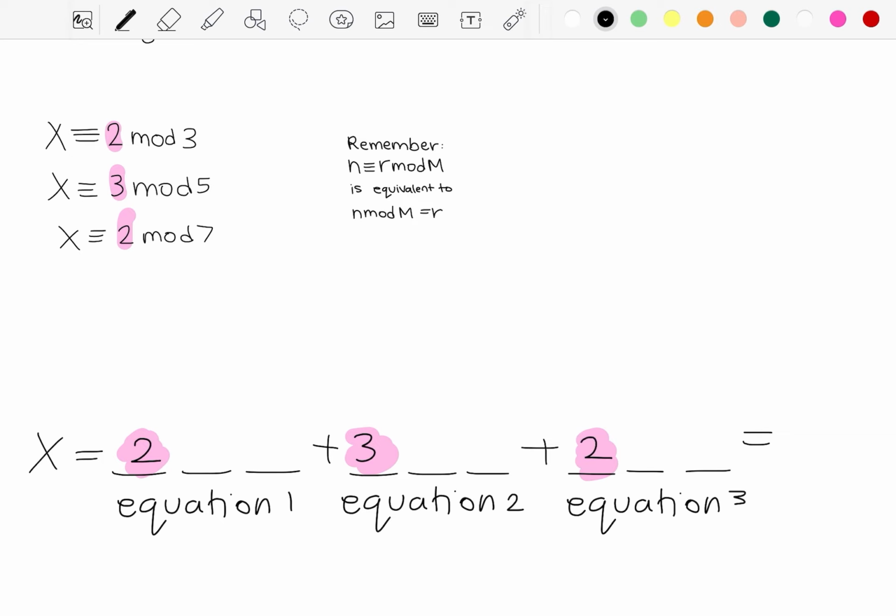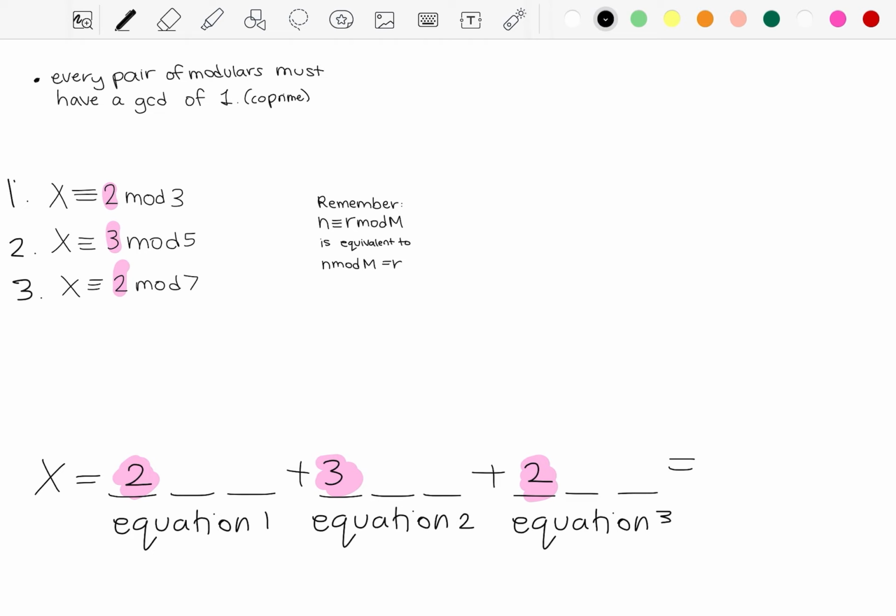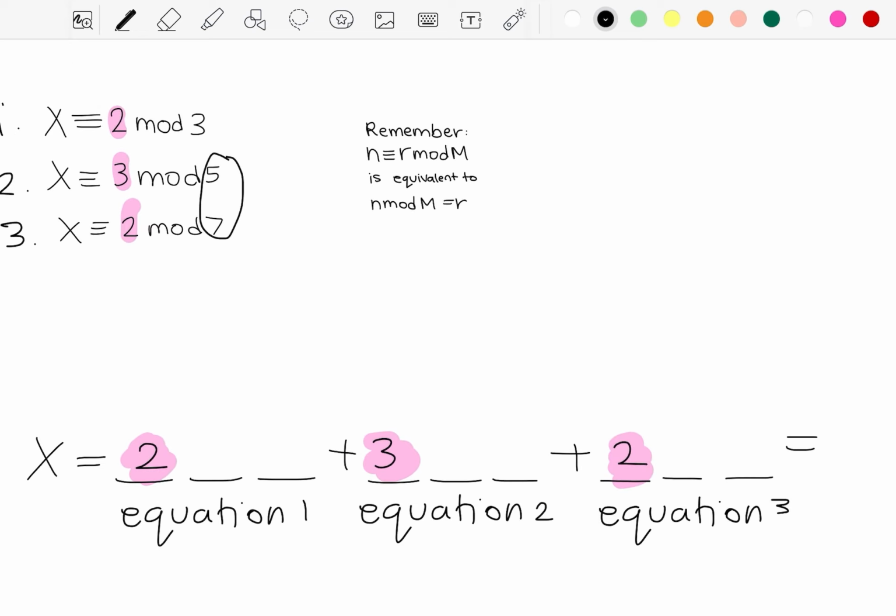The second value is going to be the product of the moduli of the other 2 equations. For equation 1, I should have really labeled these. Let me just add in numbers because I don't want to get confused. We're going to multiply these 2 numbers together, so equation 2 and 3. So 5 times 7 is 35.